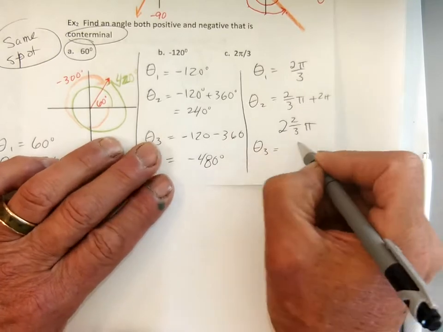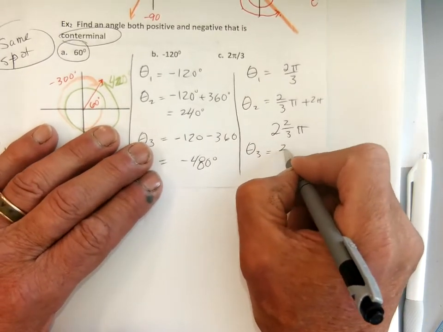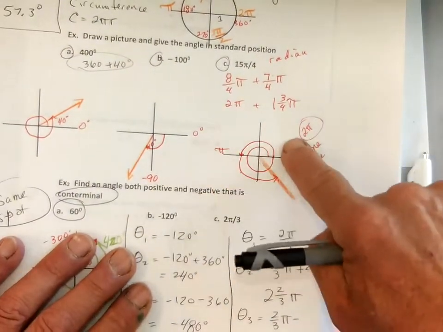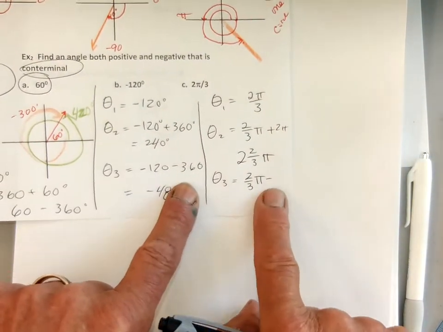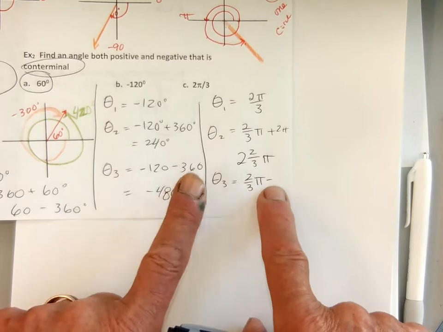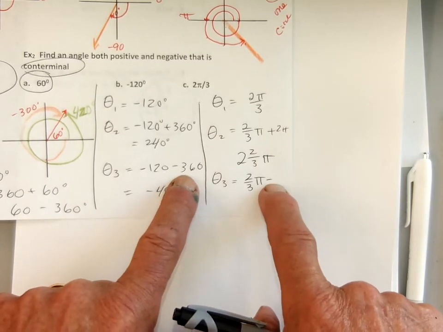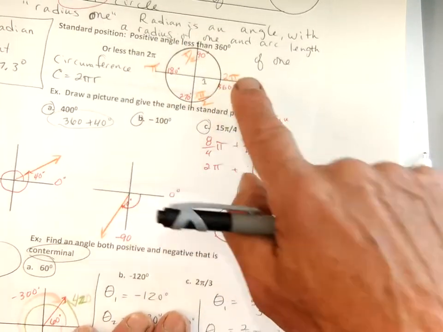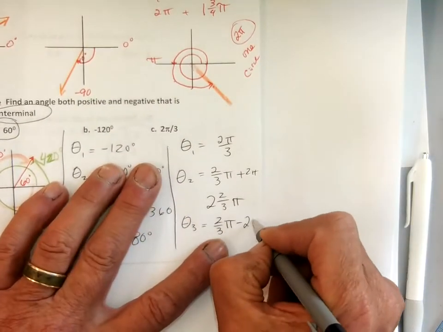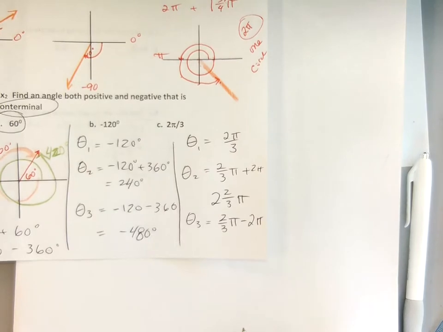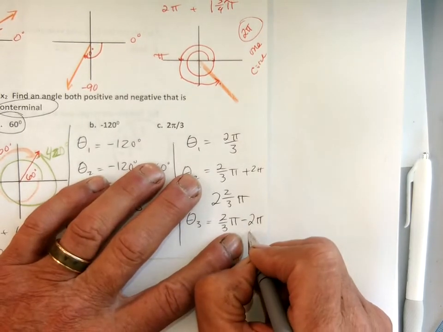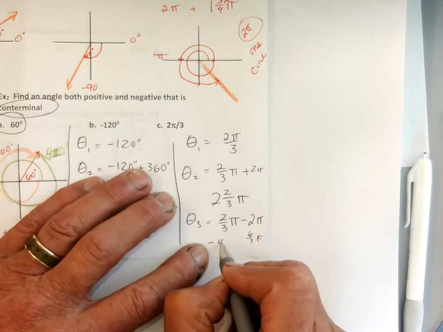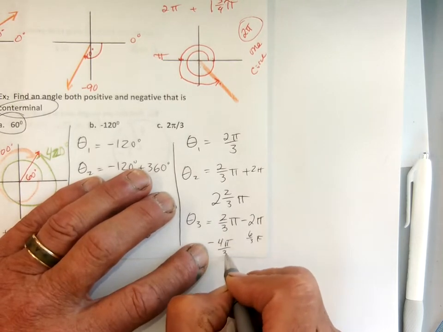Theta 3 is going to be 2 pi thirds, and we're going to subtract 360, but not 360 degrees, because we're in radians. One revolution in radians is 2 pi, right? So we subtract 2 pi. Common denominator, that's 6/3. Subtract, and I get negative 4 pi thirds, okay?